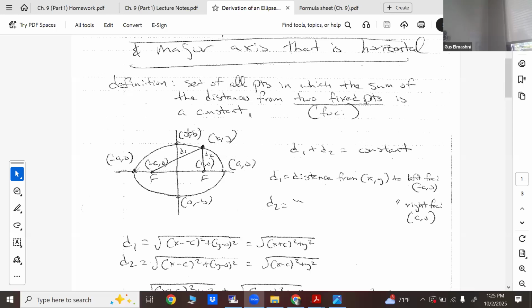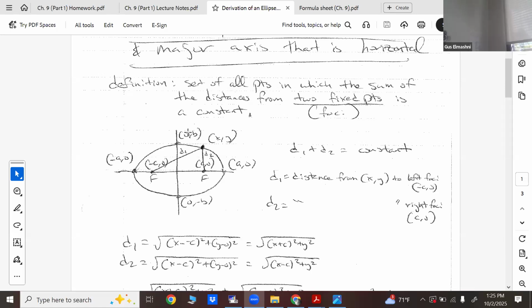So let's say you have 2 fixed points. Foci 1 or focus 1, focus 2. And foci is plural for focus. So focus 1, focus 2. And I'll call them negative C comma 0 and C comma 0. C is the distance from the center to the focus. Okay, we have a random point on the ellipse called X comma Y.